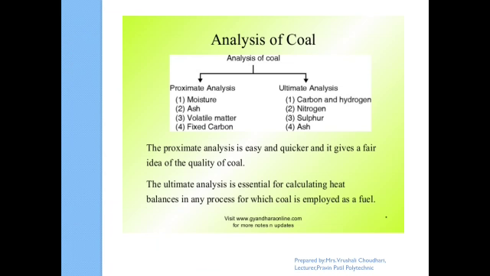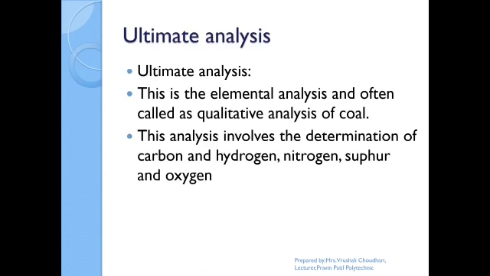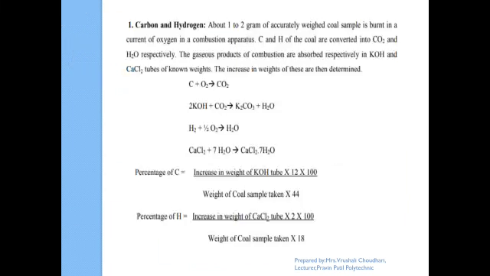Ultimate analysis is essential for calculating heat balance in any process for which coal is used as a fuel. This is the elemental analysis. It is called a qualitative analysis of coal, which involves determination of carbon, hydrogen, nitrogen, sulfur and oxygen. It involves chemical reactions. First, how to determine the carbon and hydrogen.